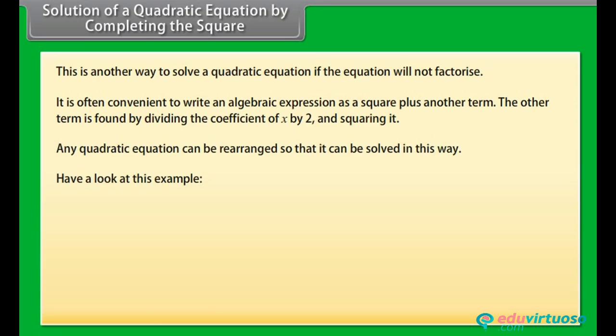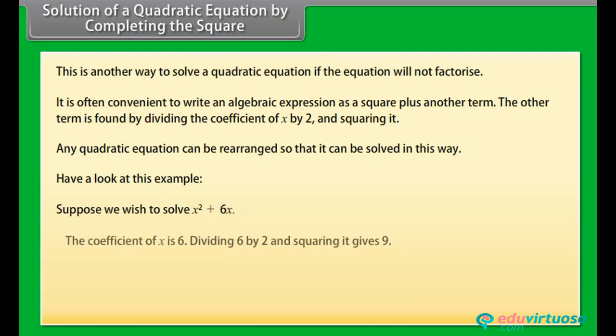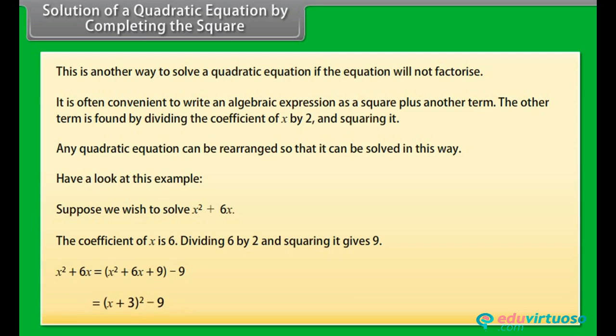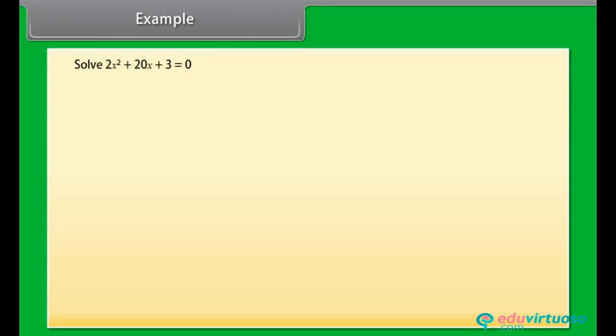Have a look at this example. Rewrite x² + 6x as a square plus another term. The coefficient of x is 6. Dividing 6 by 2 and squaring it gives 9. x² + 6x = x² + 6x + 9 - 9 = (x + 3)² - 9.